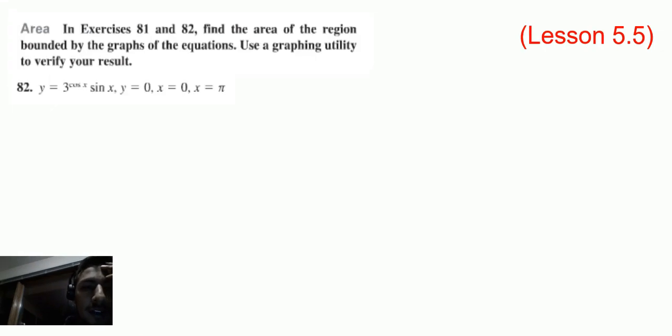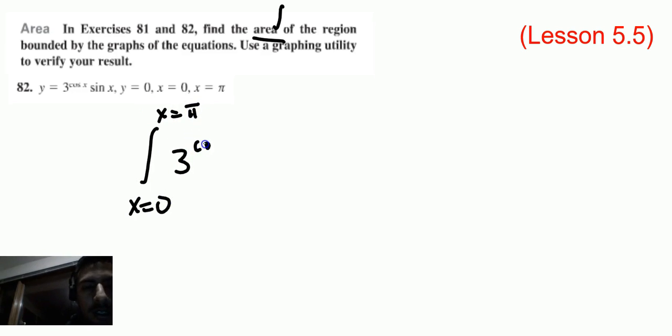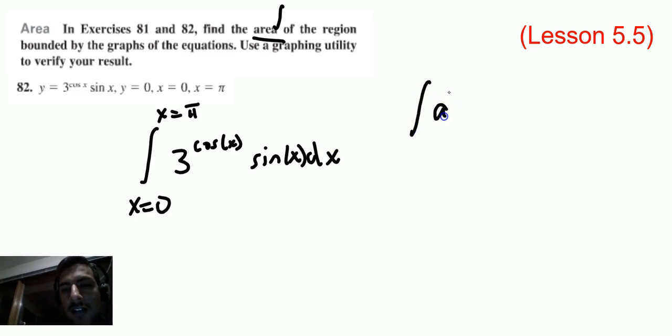Okay, so we're going to find the area of the region bounded by the graphs of the equations. This one isn't bad. They already give us what the integral is going to be set up as, and we need an integral for area, so that requires an integral. We'll do an integral from x equals 0 to x equals pi of 3 to the cosine of x times sine of x dx. I also want to note something else. The integral of a to the x dx is equal to a to the x over ln of a, plus c.